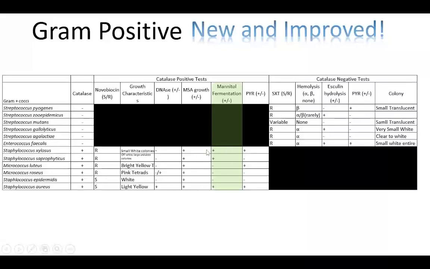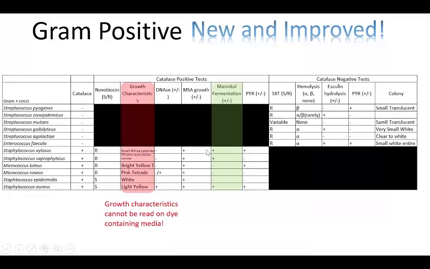Now, some other things that are very, very helpful are growth characteristics. But the most important fact from here: growth characteristics can't be read on dyed media. That's actually really important so that you guys know that.